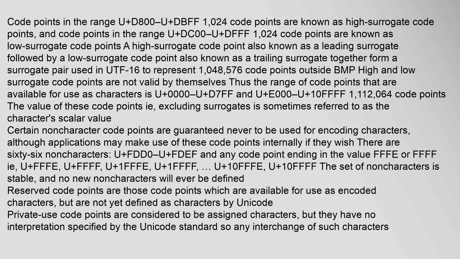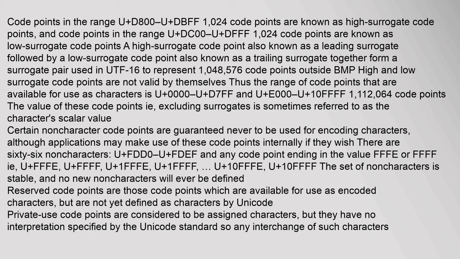Code points outside the BMP. High and low surrogate code points are not valid by themselves. Thus the range of code points that are available for use as characters is U+0000 to U+D7FF and U+E000 to U+10FFFF, 1,112,064 code points. The value of these code points, i.e., excluding surrogates, is sometimes referred to as the character's scalar value. Certain non-character code points are guaranteed never to be used for encoding characters, although applications may make use of these code points internally if they wish.